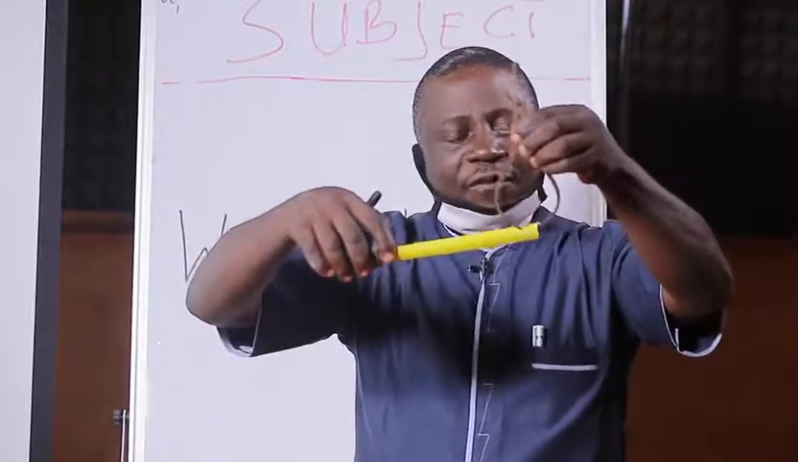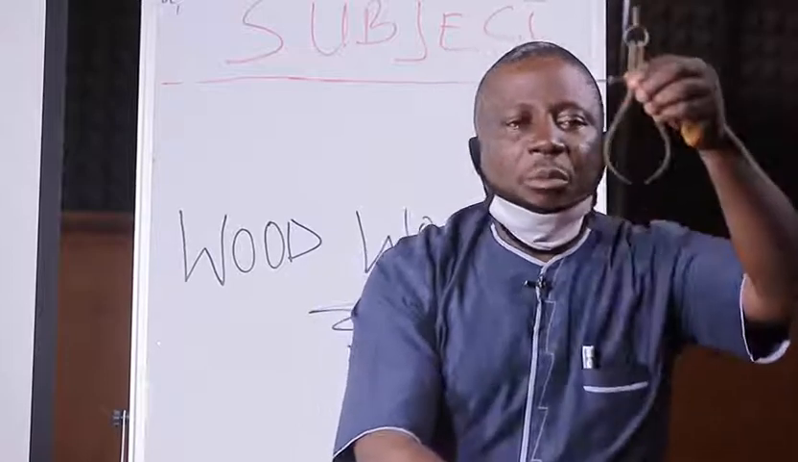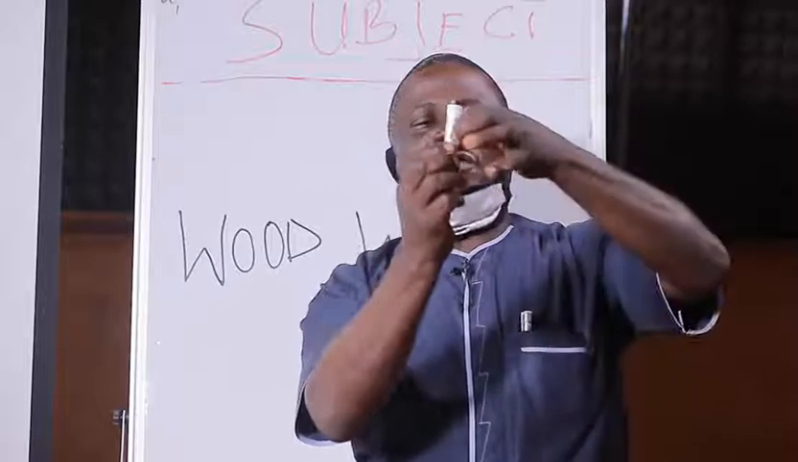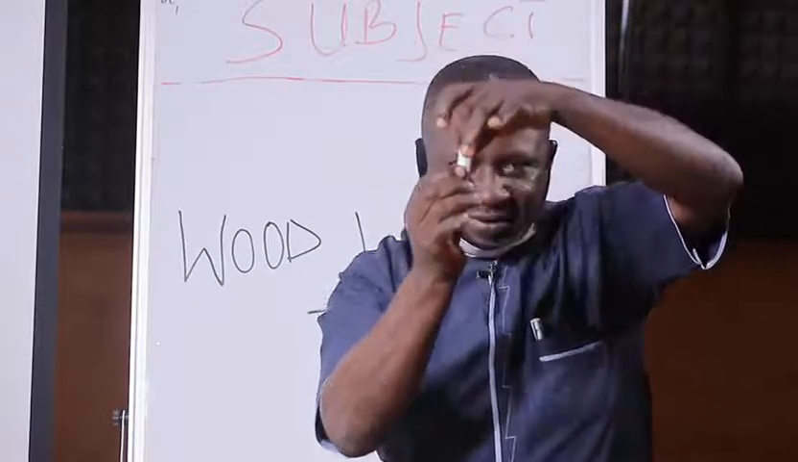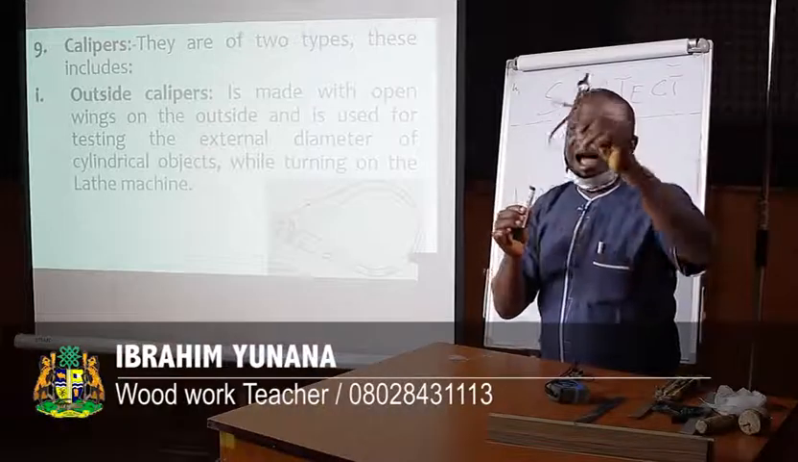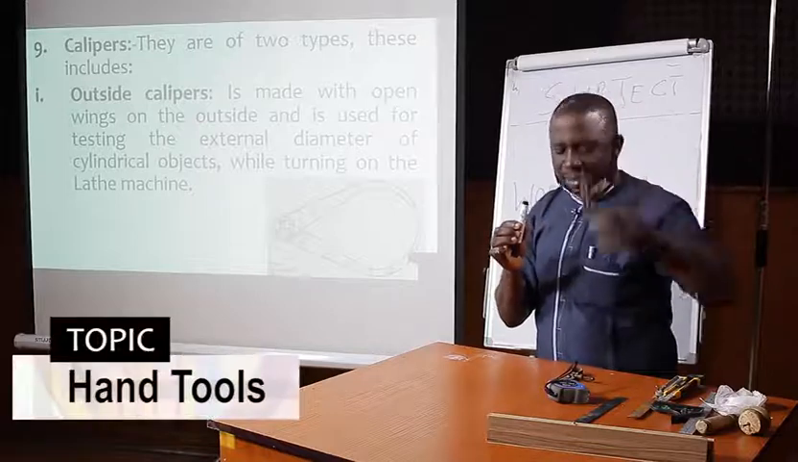Now, you pull it out, and then take a measuring instrument, either the tape or any graduated one, and take the distance from one point to the other. That will let you read the distance. Once you reach it, it will tell you what the diameter of this cylindrical object is. That is the use of the outside caliper.